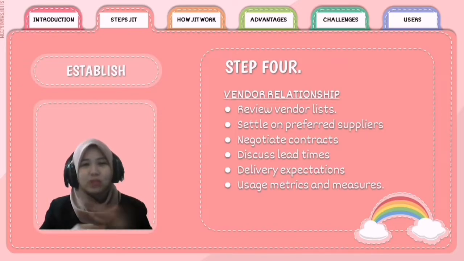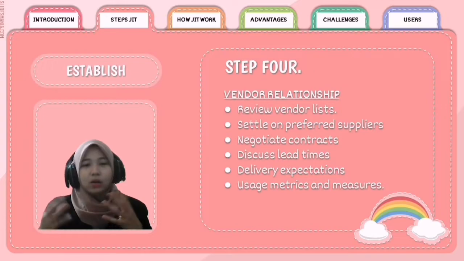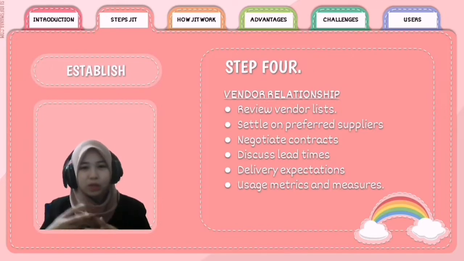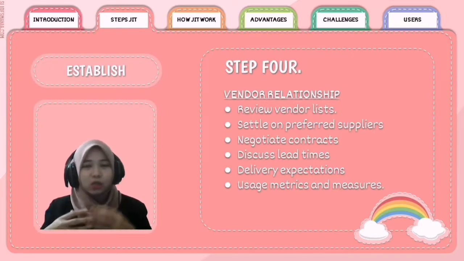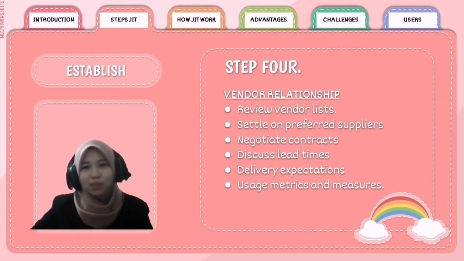The main key to the success of the just-in-time system is vendor relationships. First, they would review the vendor list, then settle on the preferred suppliers they want, and negotiate the contracts. After that, they would discuss the lead times and delivery expectations to ensure that they could rely on the best supplier.